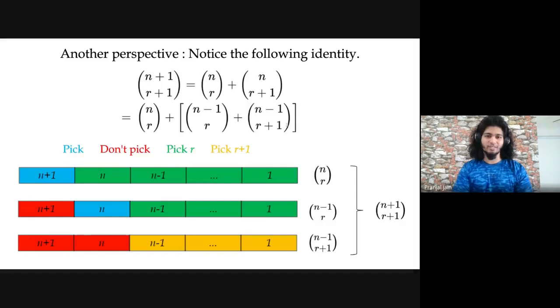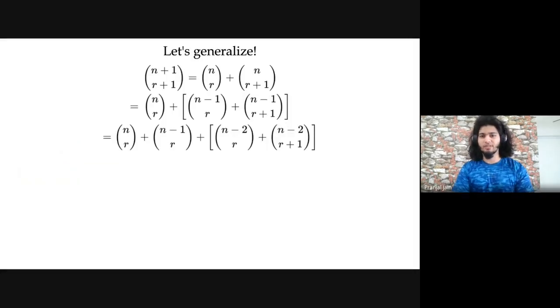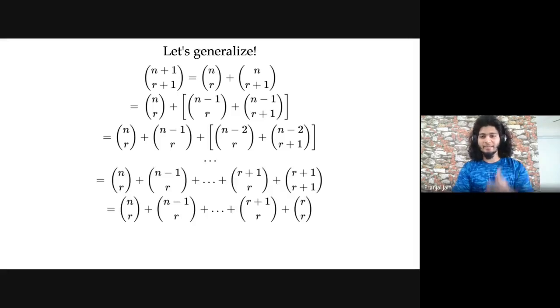But then you can ask the question, what if I go further? Because there is another r plus one term. So I can split it again, and I can keep splitting all the way till I get to r plus one choose r plus one. So as you can see, all the terms have r at the bottom except for the last one, and the upper index of the last one and the second last term remains the same. So you can see that the pattern continues.